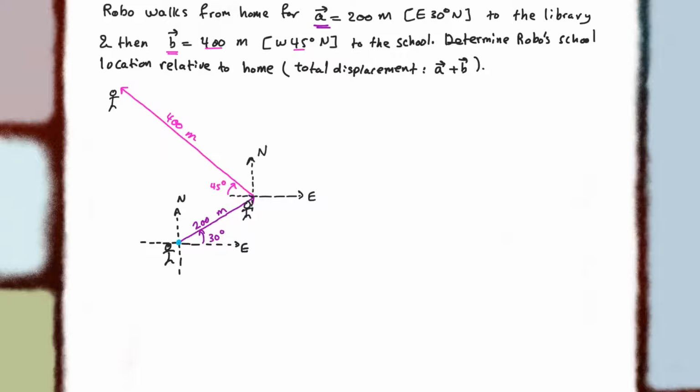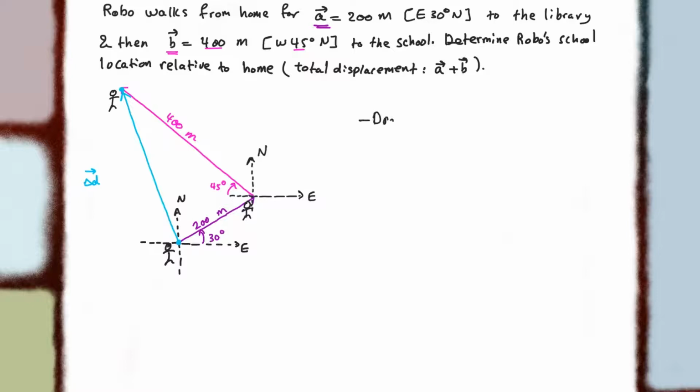Now we want to determine Robo's school location relative to home, so from home we will connect a vector to the school, and that will be the total displacement, or simply vector A plus vector B. This vector shows where Robo started and where it ended, and the magnitude of this vector is the shortest distance from the starting position to the final position.